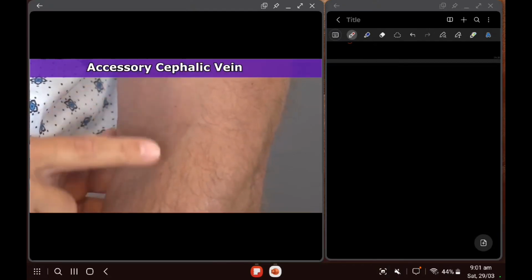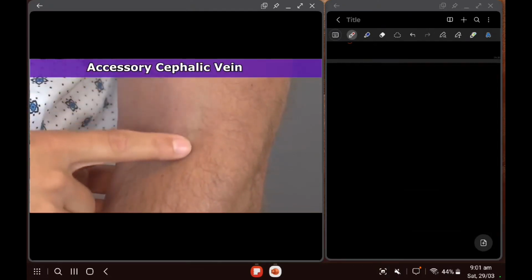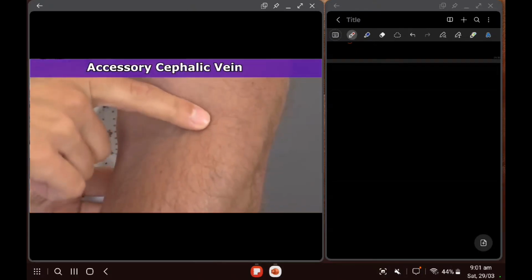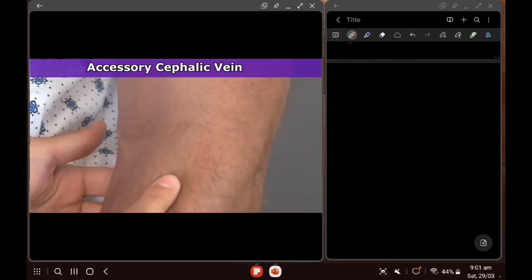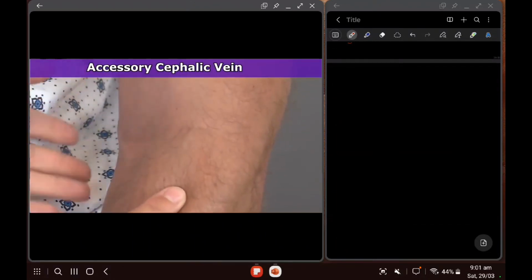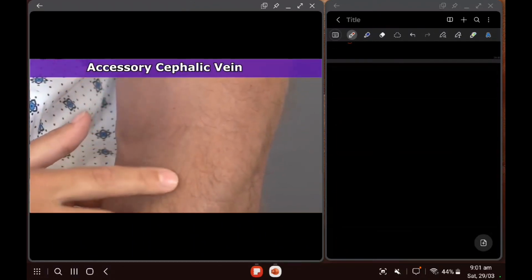Now the thing is, whenever you do use this for IVs, because it starts up in here, don't go in this bend of the arm. Go down, because it comes down, and you can just stick your IV right there, and the patient can move their arm, bend it. They're not going to have problems. So this is really a good vein.